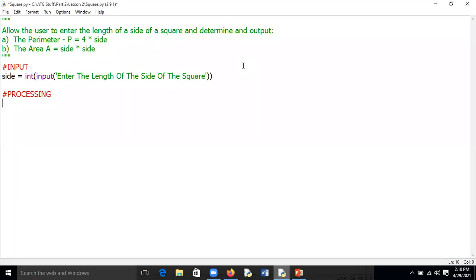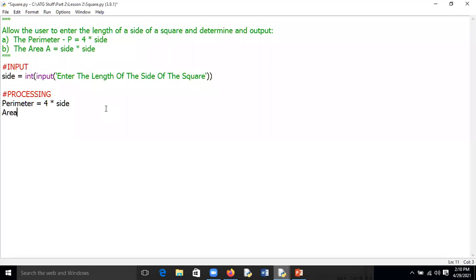So, processing. Firstly, we need a variable. Now remember, we're going to calculate the perimeter. It needs to be stored somewhere, and that's why we have a variable called perimeter that would store the perimeter. And that would be assigned simply 4 times, and what is the variable that has the side? It's called side. So 4 times side, and that would give you your perimeter.